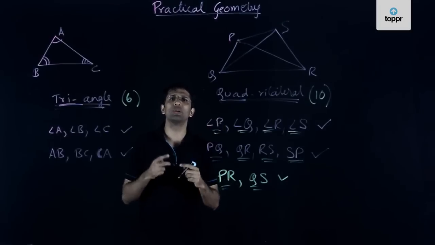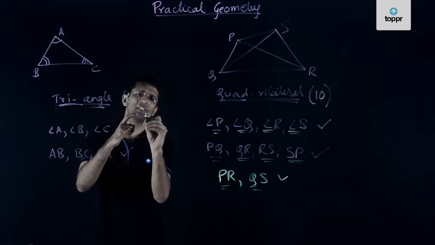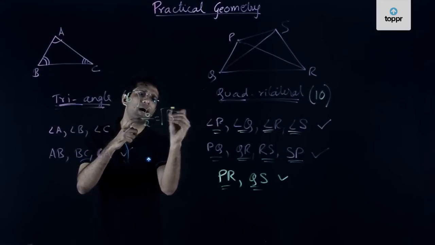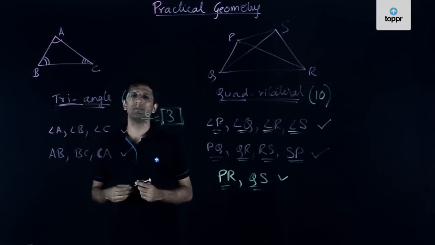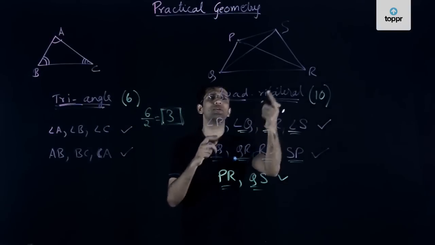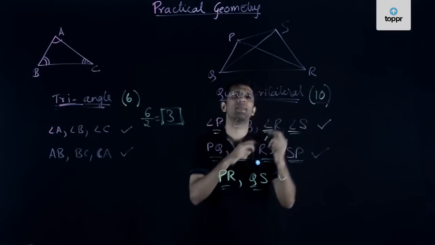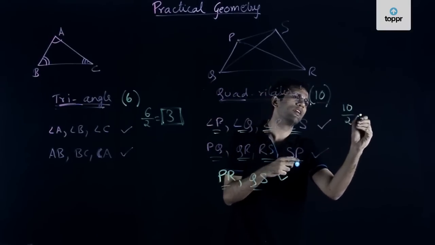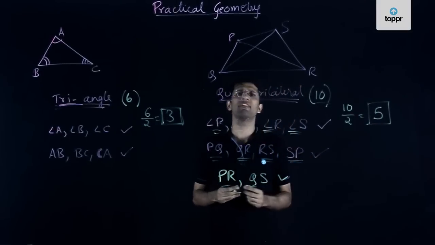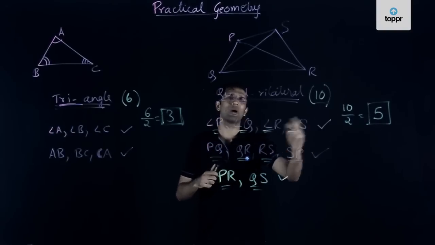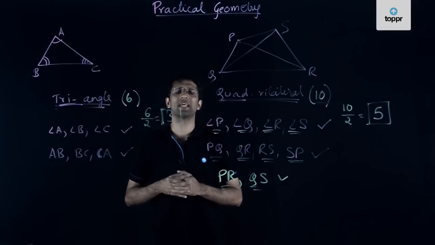Now if I want to uniquely draw a triangle, I can divide this 6 by 2, and 6 by 2 becomes 3, so to draw a triangle we need 3 bits of information. Can you guess how many bits of information you need to draw a quadrilateral uniquely? Because a quadrilateral gives us 10 pieces of information, if we divide 10 by 2 we get 5, so a quadrilateral can be uniquely drawn if we are given 5 bits of information. Let us see how we can draw a quadrilateral using some numerical examples.